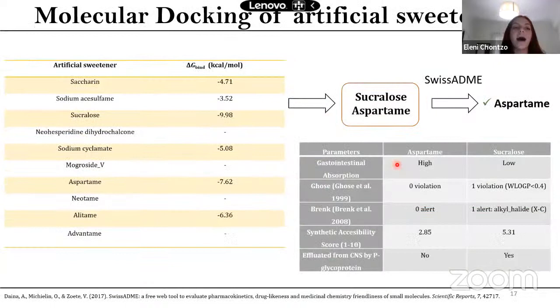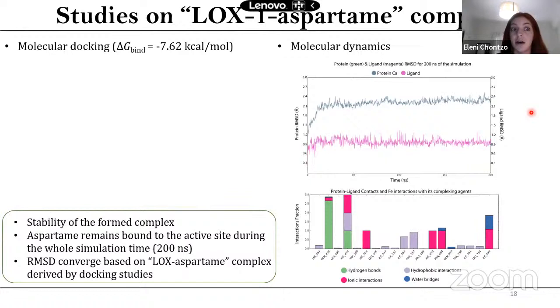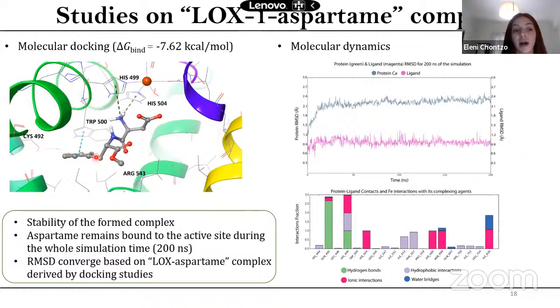We applied the same protocol for the artificial sweeteners that are commercially available, and we concluded that sucralose and aspartame were the most favored binders to the lipoxygenase enzyme. And finally, SwissADME concluded that only aspartame could serve as an important drug. Here we can see the pose that aspartame adopts in the active site of the lipoxygenase enzyme.